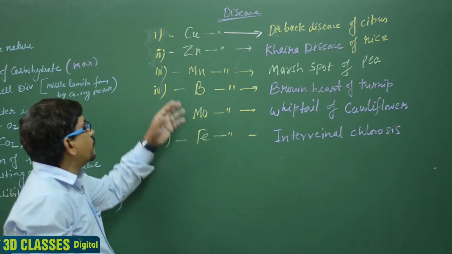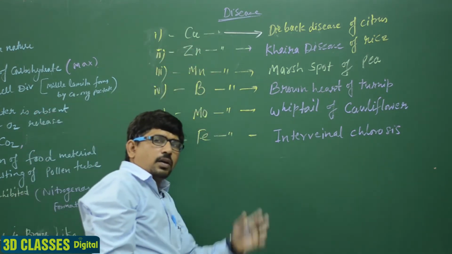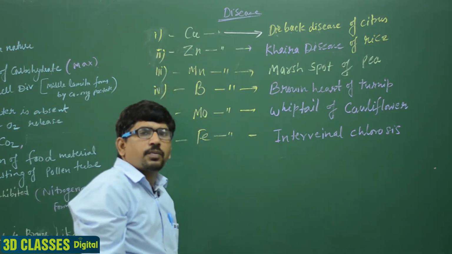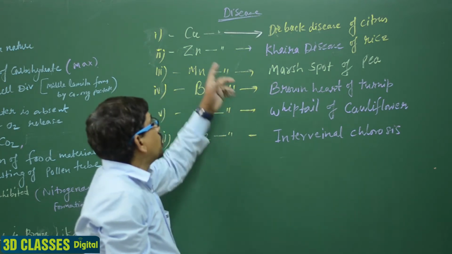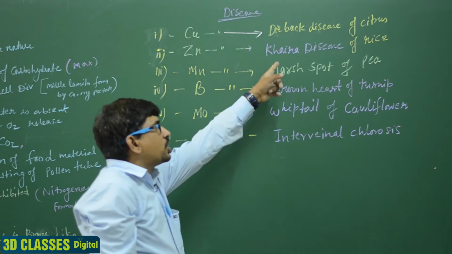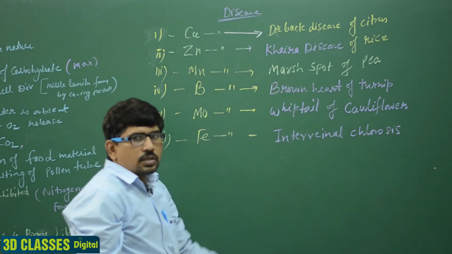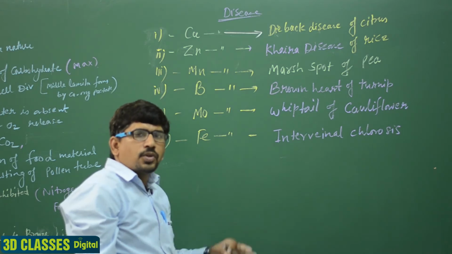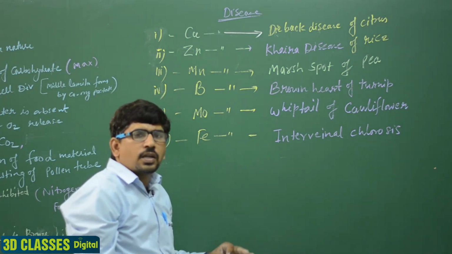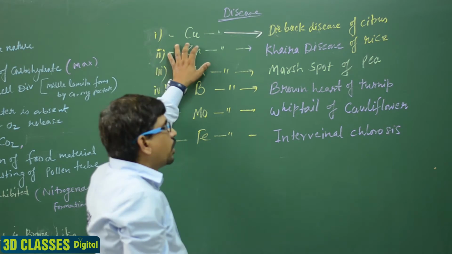Clear? So we are discussing here first the copper, which is very important for the medical exam, and several times this question will occur. Dieback disease. The copper deficiency causes the dieback disease of the citrus family. Okay, the dieback disease in the citrus family is caused by the deficiency of the copper.